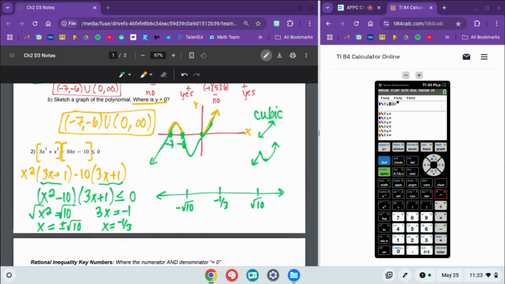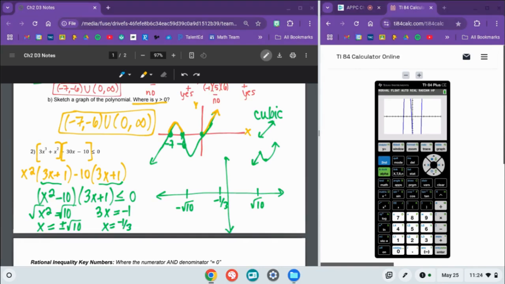If we type 3x to the third plus x squared minus 30x minus 10, I can see what the graph looks like. So instead of thinking of this as a number line, we'll think of this as the 2-dimensional coordinate plane. I'm just going to hit zoom 6 to go back to my standard window. Notice that you have x-intercepts at negative square root of 10, negative 1/3, and positive square root of 10.